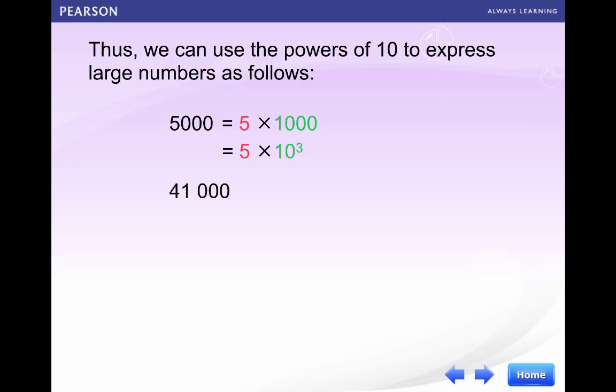How about 41,000? We would change it into 4.1 times 10,000. 4.1 times 10,000. And we change 10,000 into 10 to the power 4. So we get this number equals 4.1 times 10 to the power 4.